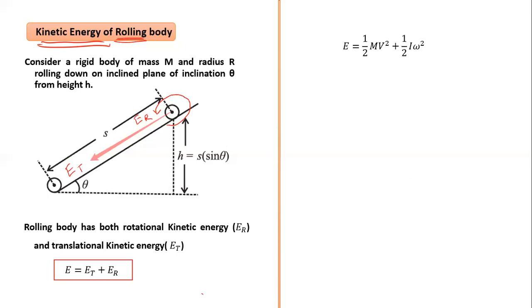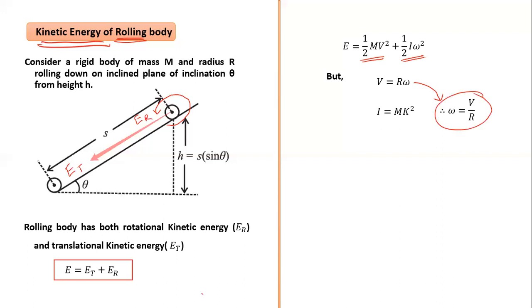Now we substitute translational kinetic energy and rotational kinetic energy. We get the next equation. So this is translational and this is rotational kinetic energy. Now in that formula, we know that V is equal to R omega. By using that, we can write omega is equal to V by R. Okay? So this is the first form.